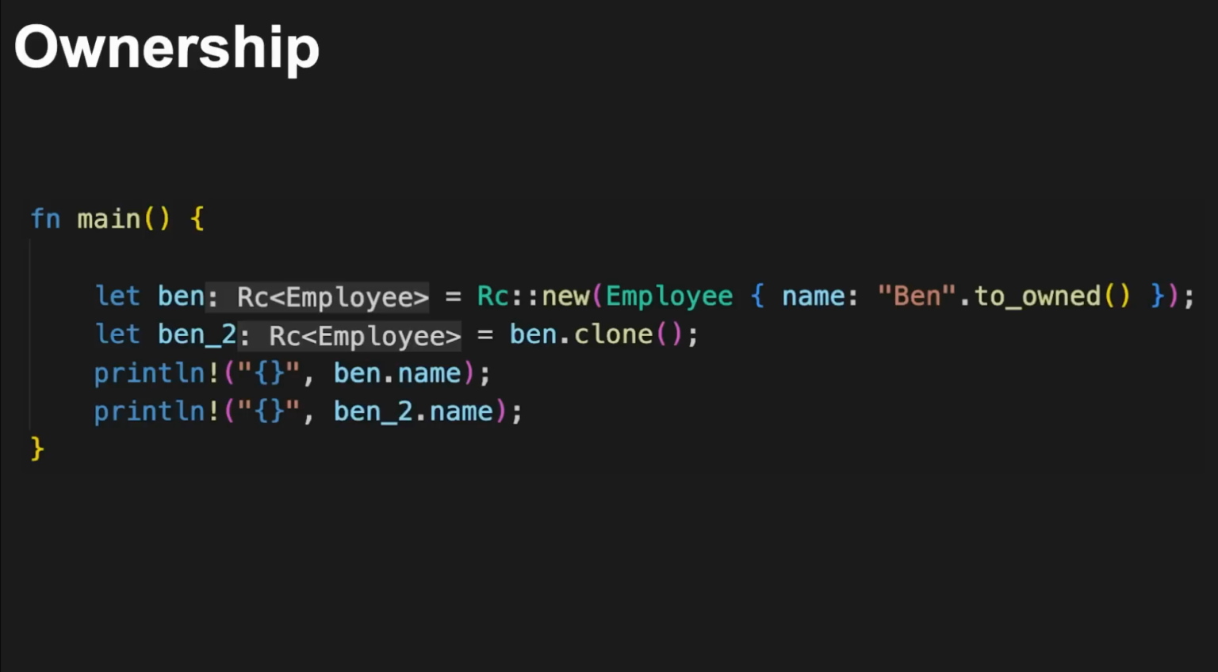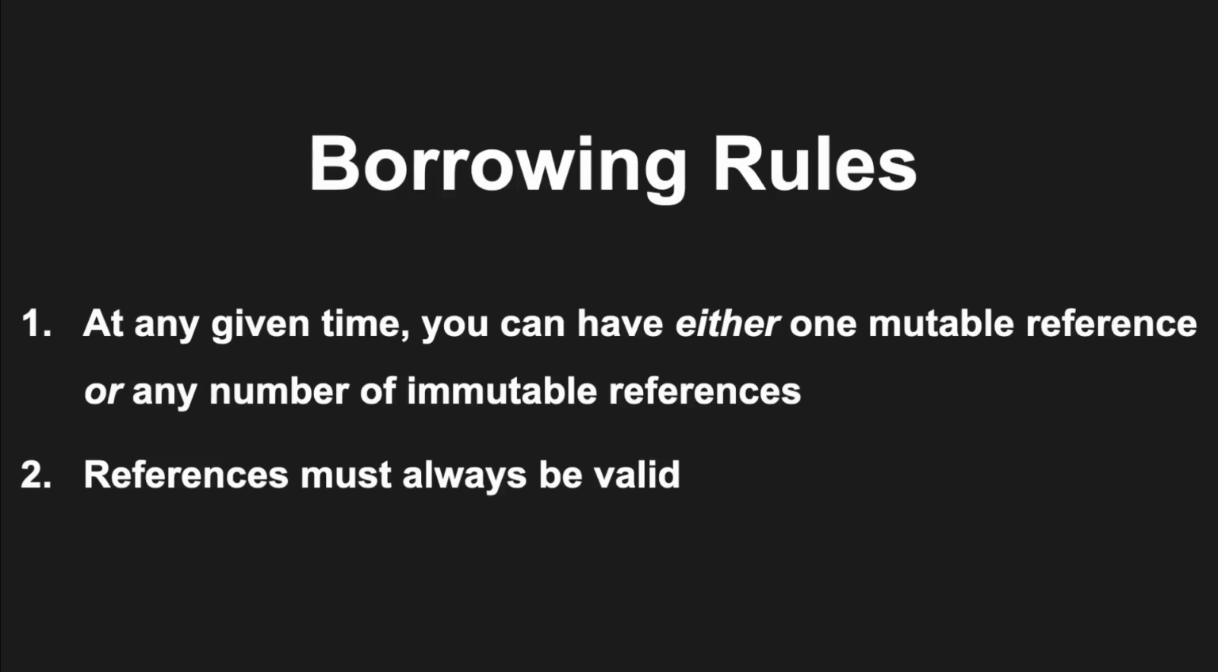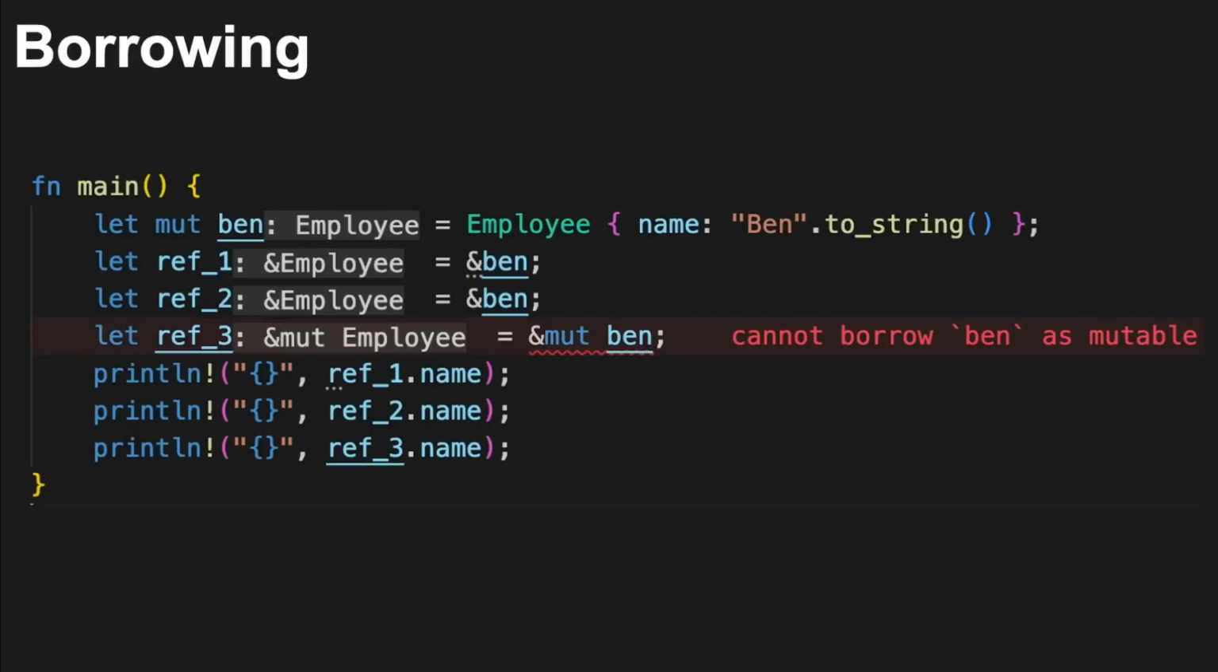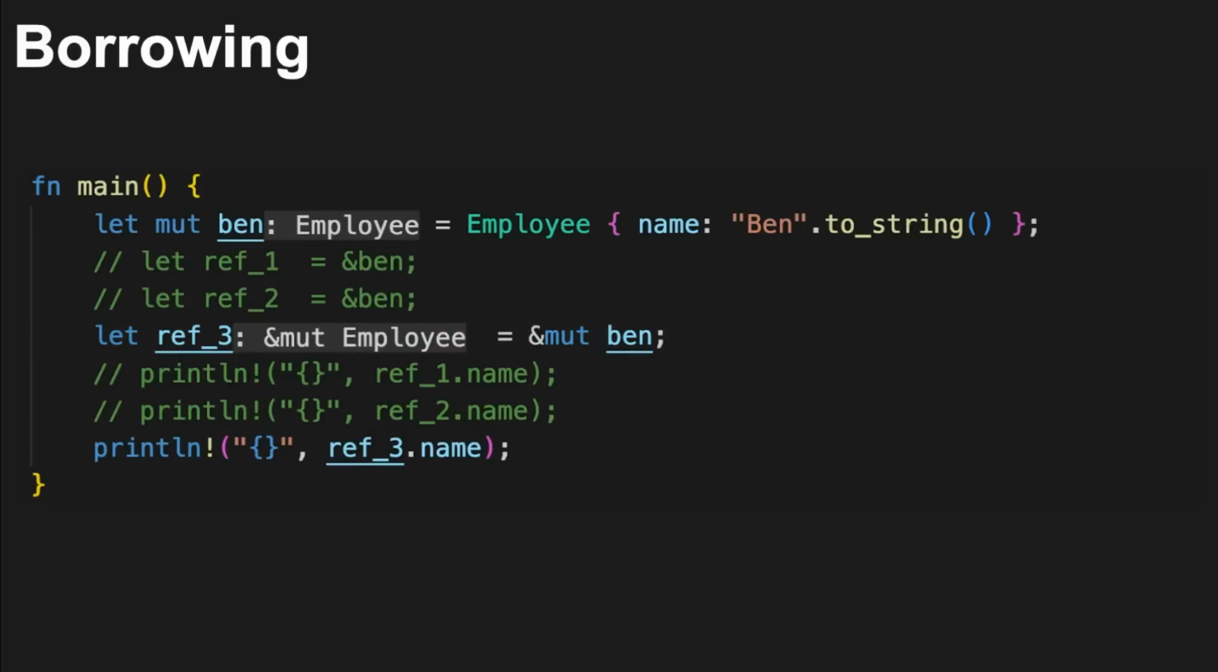Next, let's talk about borrowing. The borrowing rules state that at any given time, you can either have one mutable reference or any number of immutable references, and references must always be valid. These rules prevent data races and dangling references at compile time. For example, here we have the variable Ben again and 3 immutable references, which are called borrows in Rust to indicate that we are borrowing a value instead of taking ownership. If we try to make one of these references mutable, we would get a compile time error because mixing mutable and immutable references can potentially cause data races. If we comment out the immutable references, our code compiles again.